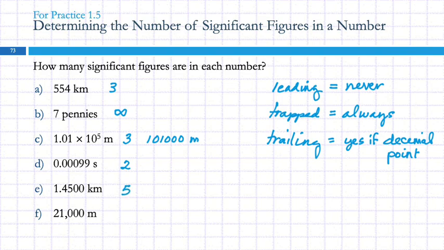How about 21,000 meters? The zeros count because they're trailing with the decimal. Yeah. So technically, we would say this is 2 significant figures, the 2 and the 1, because here we have trailing zeros. There's a comma, but a comma isn't a decimal point. So this is 2 significant figures, it's ambiguous.